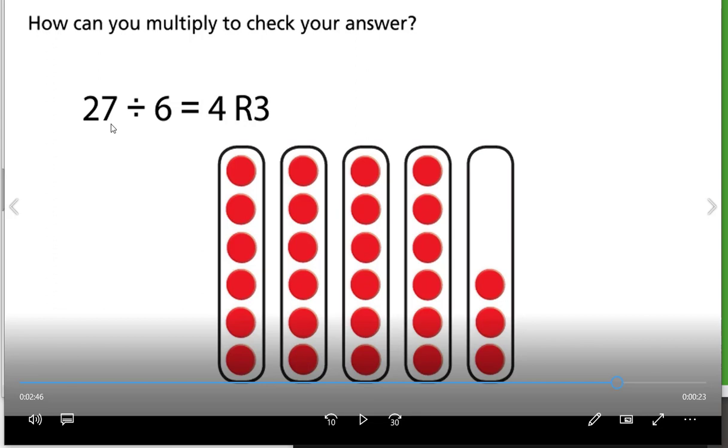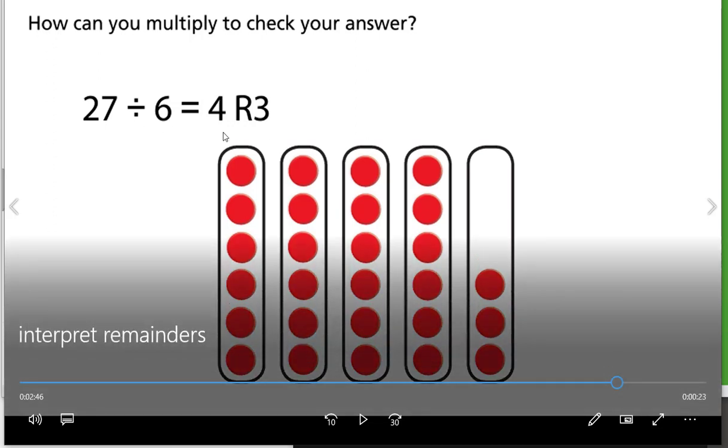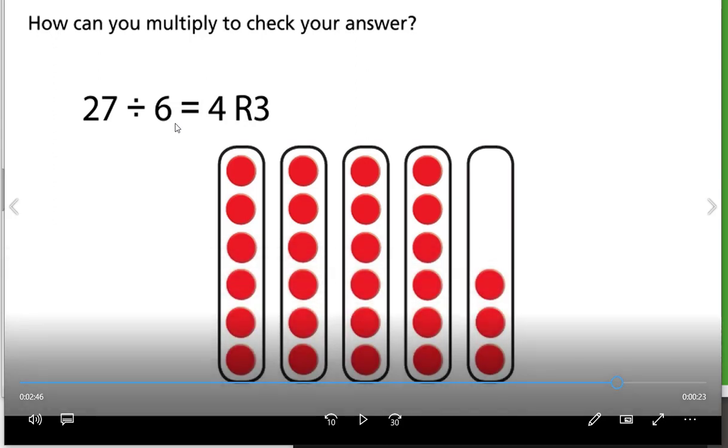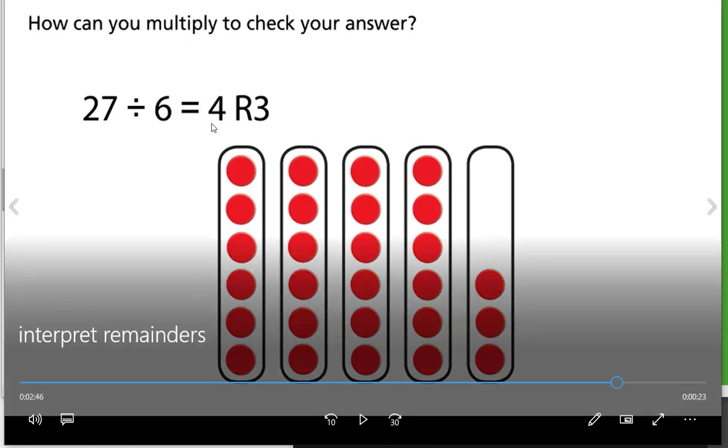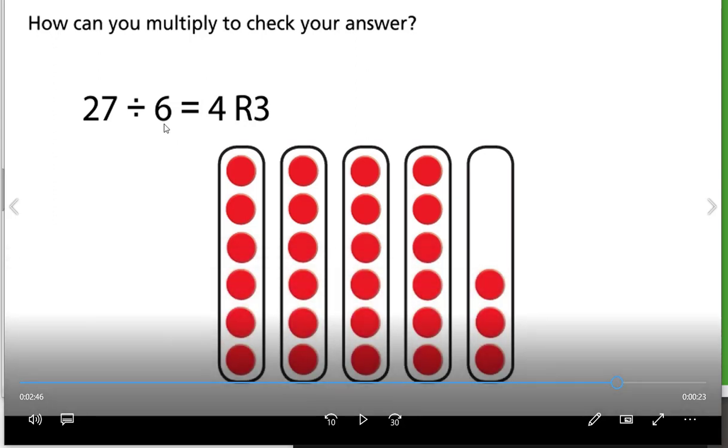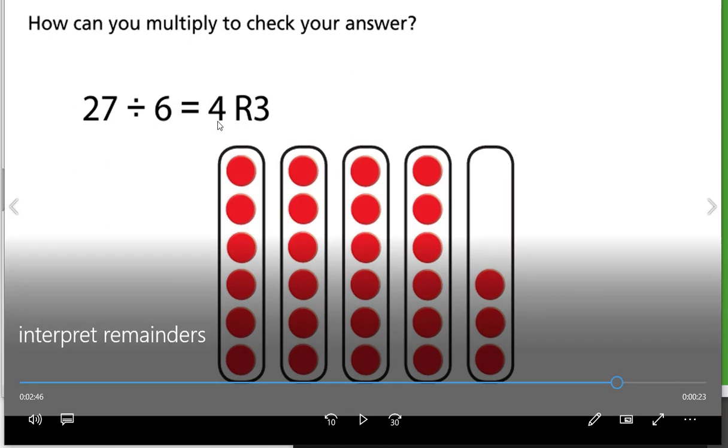To answer this question, Ali Saleh, what do you think we should do to check our answer? That it's 4 and remainder 3. How to check it? We should use the inverse operation, which is multiply, right? Yes. Multiply what? We will multiply the divisor and the quotient. Yes. The divisor 6 and the quotient 4.